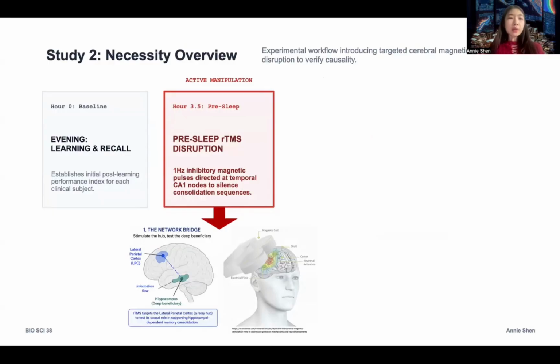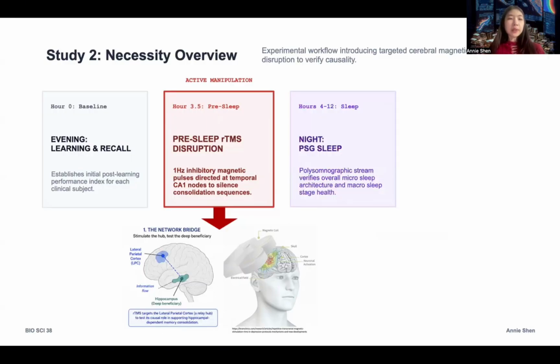We target the lateral parietal cortex, a cortical region with direct functional connectivity to the hippocampus. This transiently suppresses the hippocampal network activity during the early non-REM consolidation window. Unlike fMRI, which measures activity, rTMS actively manipulates the neural system. This is why it can support causal inference.